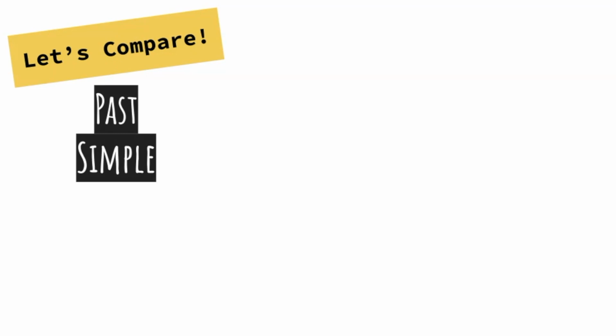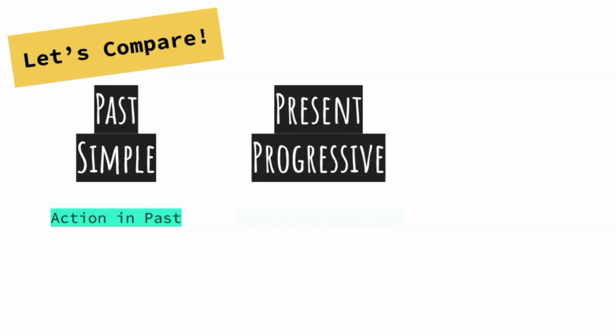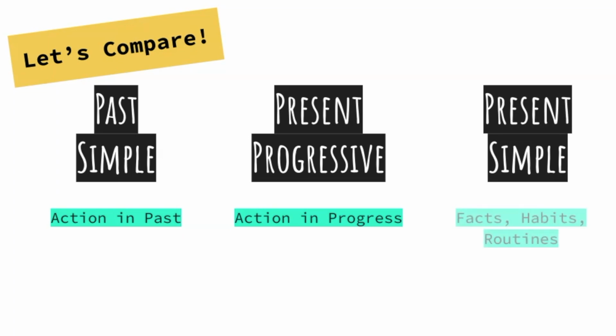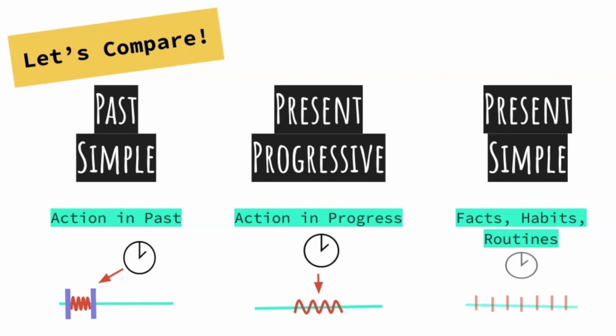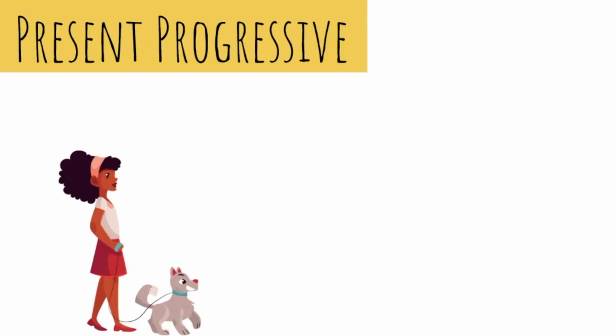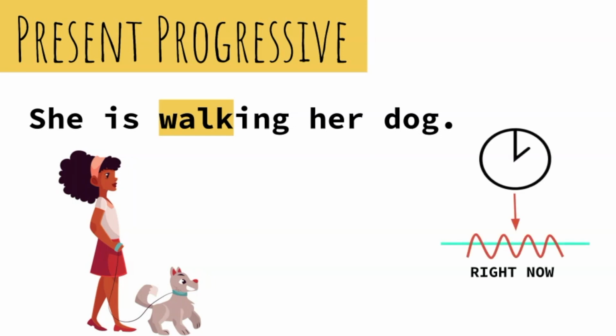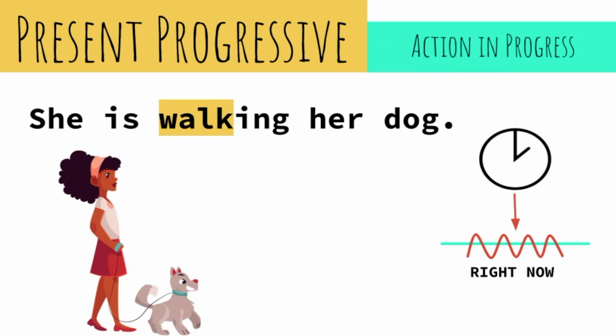Let's compare. Let's look at the past simple, action in the past, the present progressive, an action in progress, and the present simple, facts, habits, and routines. Present progressive. She is walking her dog. She's walking her dog right now. This action is happening right now. It is an action in progress.